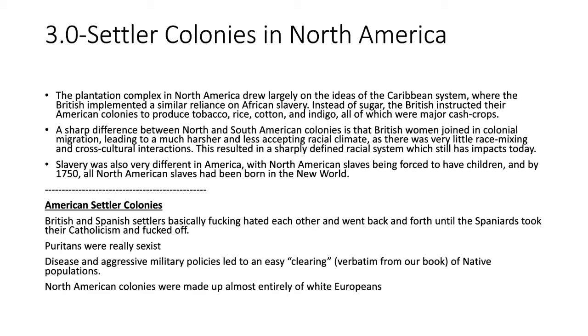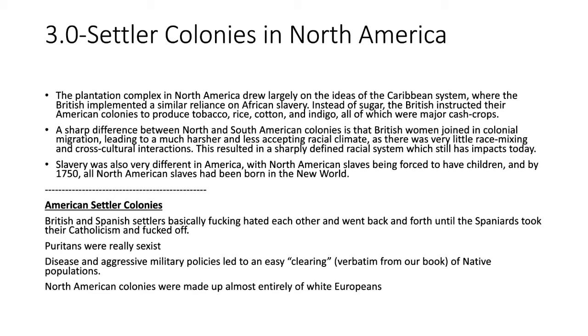There's a little blurb about the British and the Spanish. Basically, Protestants don't like Catholics. The British and the Spanish go at it. The Spanish control an area down around Florida, and the British have essentially the scraps up in New England, garbage weather land. They went back and forth and killed each other a lot until the Spaniards were like, damn, and took their Catholicism and left.